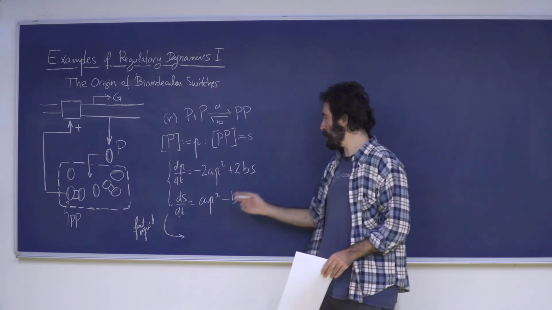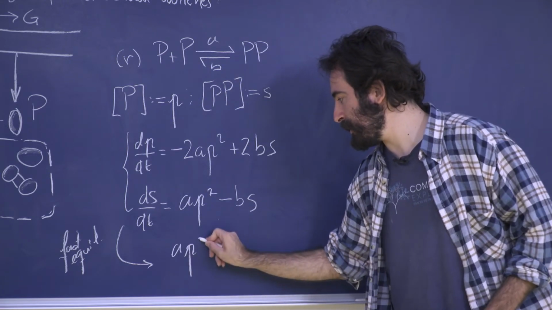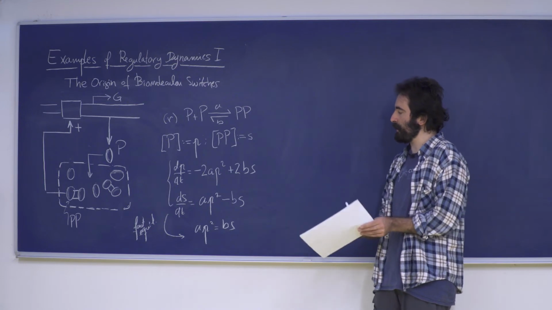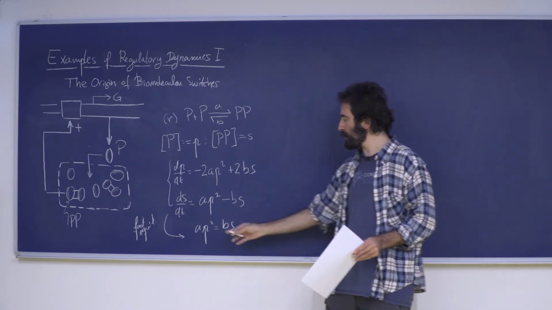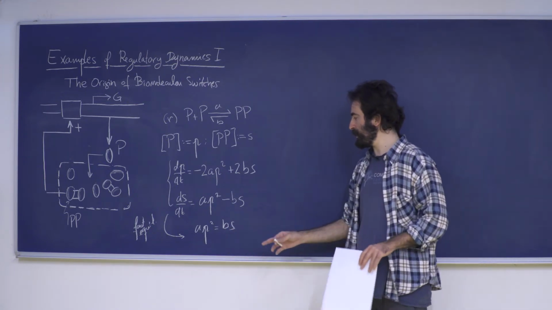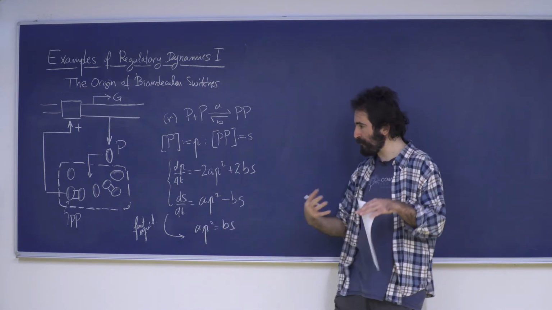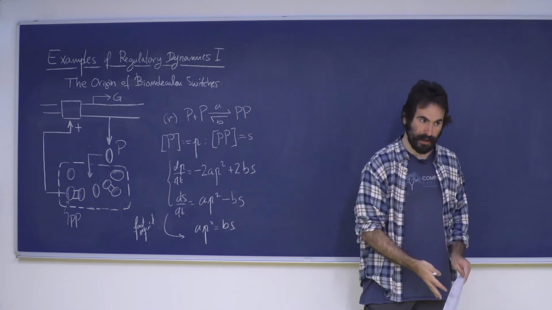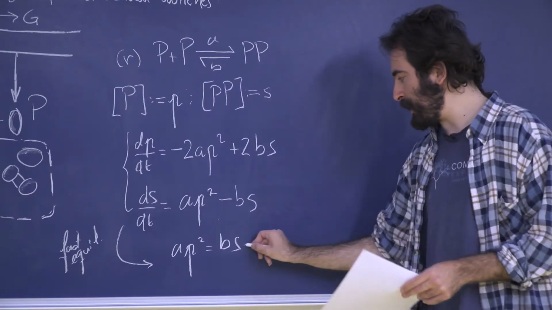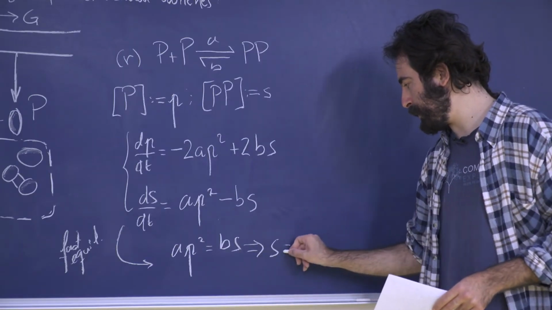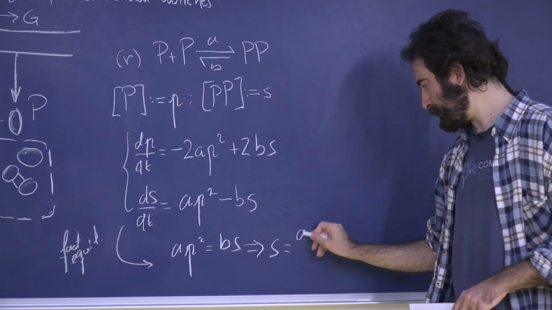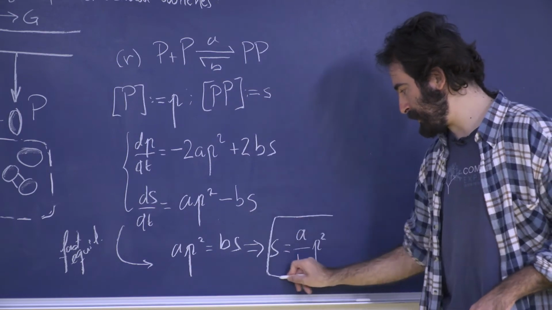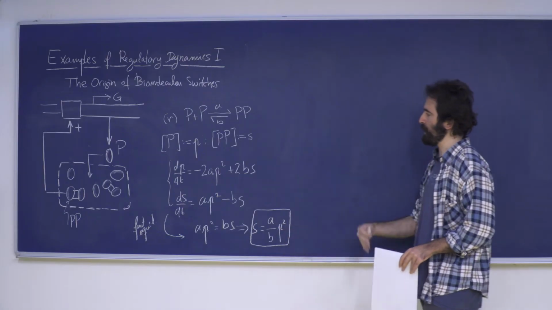In other words, what we get is that A P squared is always going to be, at the time scale that we are exploring this problem, B times S. So the A times the concentration of the free protein squared is going to be B times the concentration of the dimer. And we shall use this later on. As a matter of fact, we'll use it in a different form: S equals A over B times P squared. I'm going to keep it in my memory for later use.